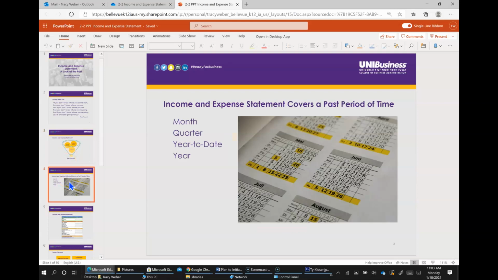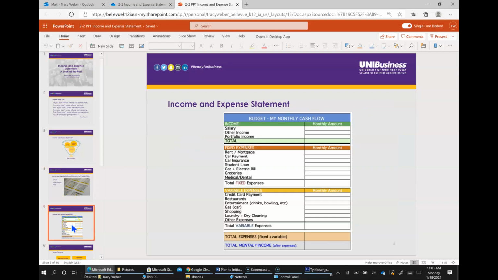An income and expense statement can cover a month, quarter, year to date, or a year, depending on your needs. It is a good idea to do an income and expense statement every year or whenever there's a big change in your life. Now let's take a look at an income and expense statement. There are three parts: income, expenses, and net income or loss.